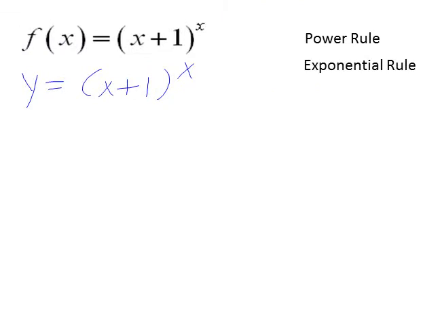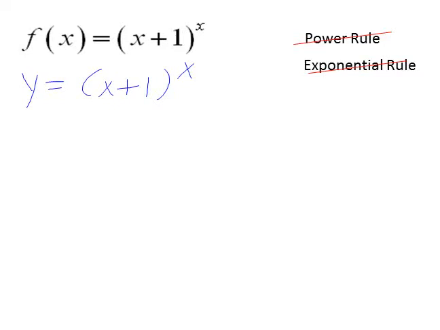Consider the function f of x equals x plus 1 to the x power. To find the derivative of f, it would not be appropriate to use the power rule, because the power rule is used for variable bases raised to constant powers. We wouldn't use the exponential rule, because the rule is reserved for a constant base raised to a variable power. We'll use logarithmic differentiation here because we have variables in both the base and the exponent.